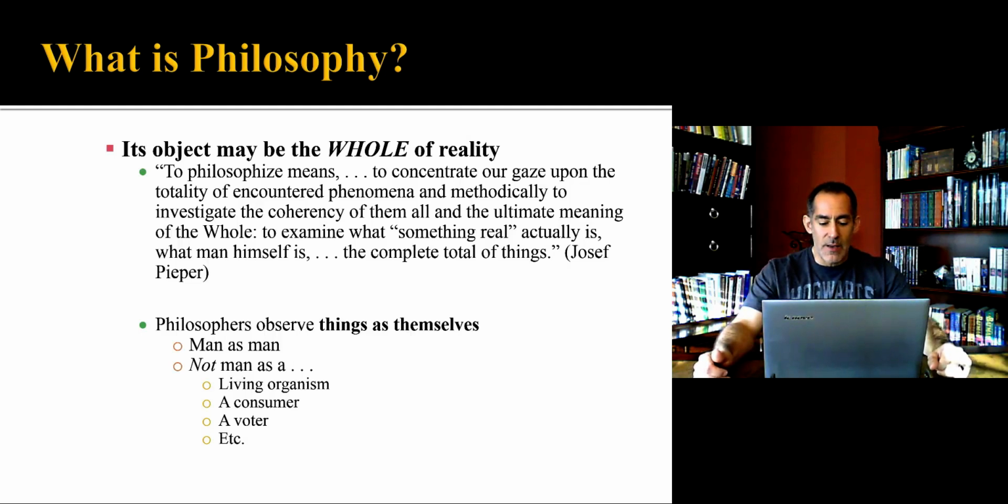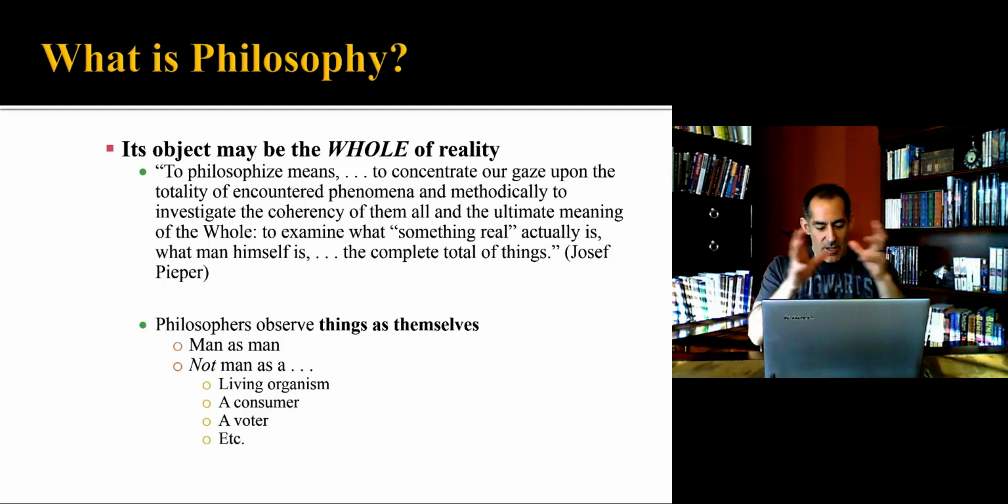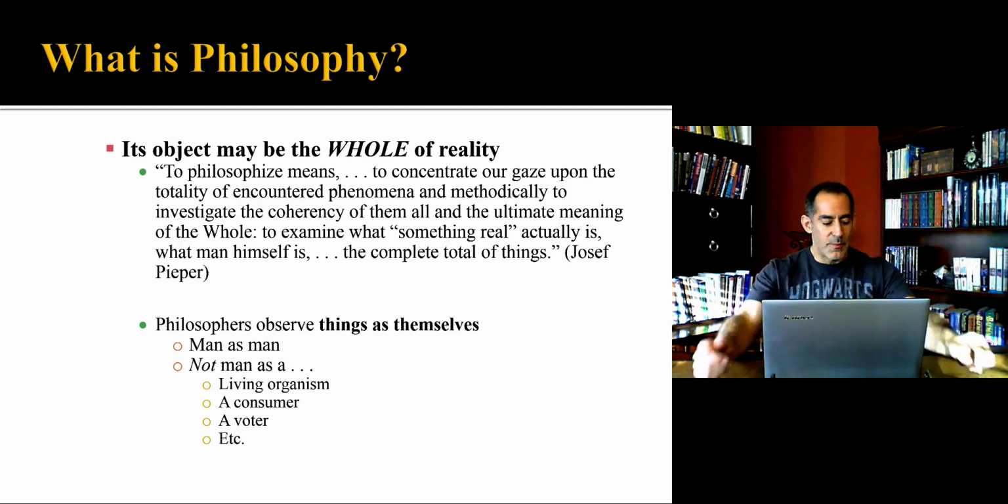He says, to philosophize means to concentrate our gaze upon the totality of encountered phenomena and methodically to investigate the coherency of them all and the ultimate meaning of the whole. To examine what something real actually is, what man himself is, the complete total of things. Sounds pretty broad. And again, it depends on the particular school of philosophy you adhere to, but some philosophers have really attempted to do something that's all-encompassing and broad.